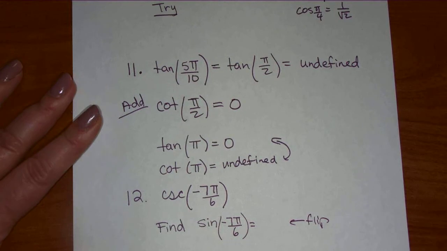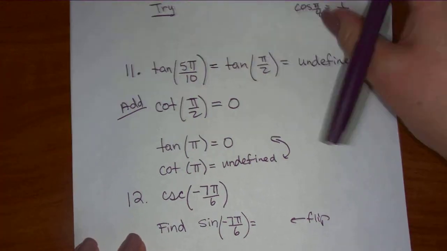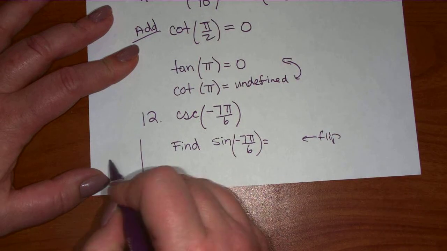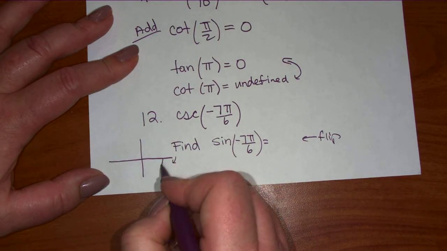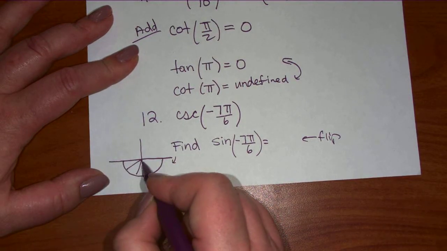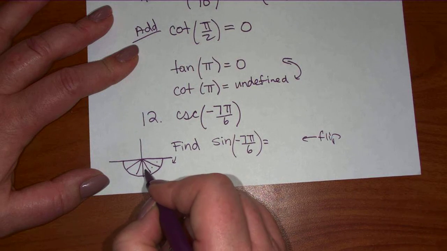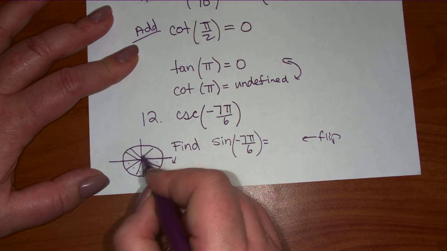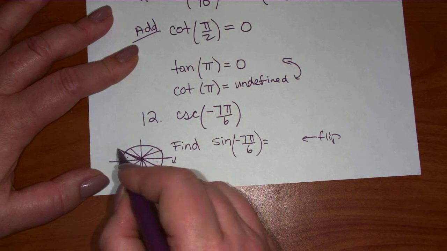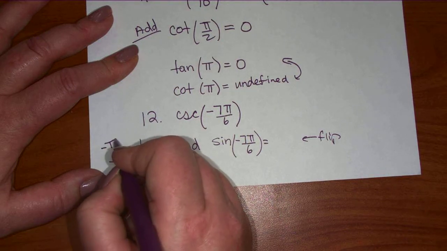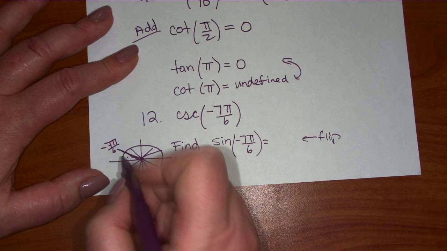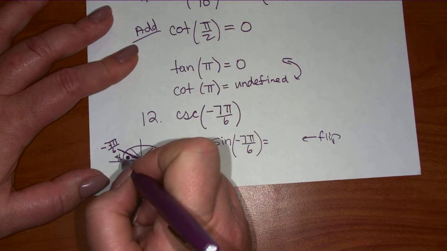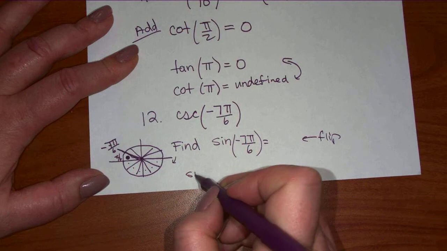Okay, so negative 7 pi over 6. We're going backwards because it's negative. Pi over 6 cuts your pi into 6 pieces. 1, 2, 3, 4, 5, 6. One more, 7. Negative 7 pi over 6. Our reference angle's in here. It's one piece, so pi over 6. So we want to look up sine of pi over 6. That's 1/2.